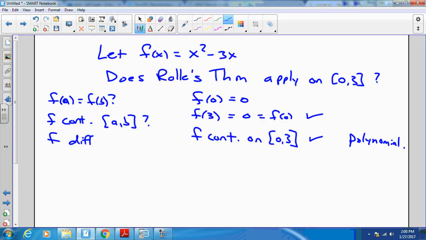And the third condition is, is f differentiable on the open interval a to b. And we can also check this by appealing to the fact that f is a polynomial. Or, if you're not really sure, you can actually compute f prime. And f prime here is equal to 2x minus 3. And we ask this simple question, does this f prime exist, have a value for every x in the interval 0 to 3? The open interval 0 to 3. And the answer is yes, it does.